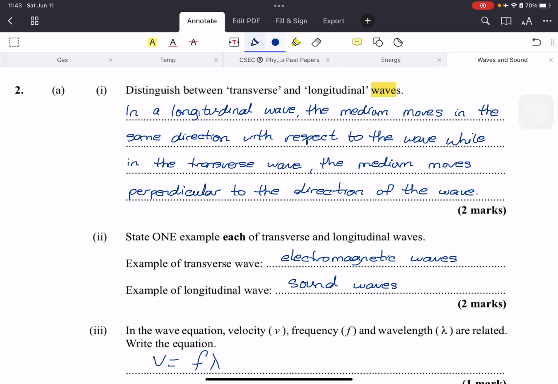So the first thing we need to do is distinguish between transverse and longitudinal waves. Essentially, in a longitudinal wave, the medium or particles move in the same direction as the wave, whereas in a transverse wave, the medium or the particles move perpendicular, up and down, to the direction of the wave. And we'll see some examples of these as the video goes on.